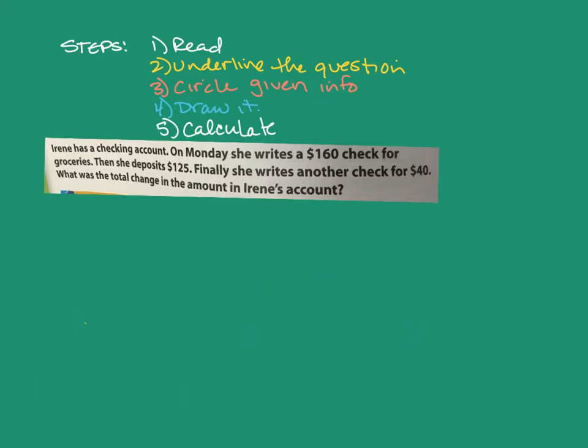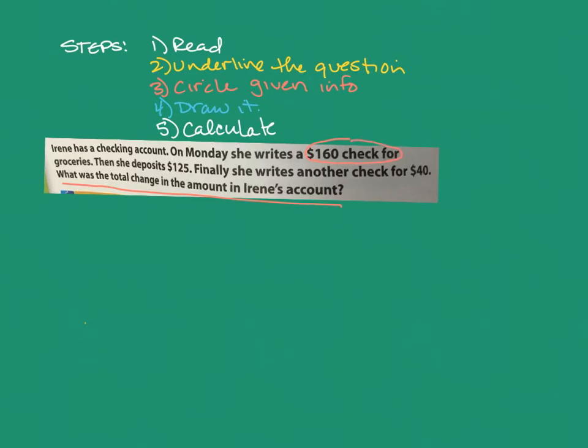Well, they want me to find the change in the amount of Irene's account. That's the question. So step 2 is to underline the question. I'm going to go back and circle the information they gave me. They told me she has a checking account. On Monday, she writes a check for $160.